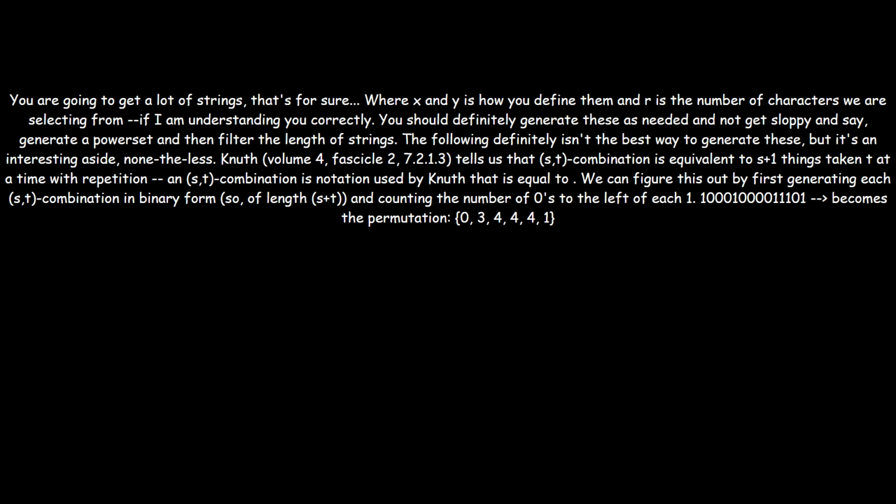Nonetheless, Knuth, Volume 4, Fascicle 2, 7.2.1.3, tells us that the S-T combination is equivalent to S plus 1 things taken T at a time with repetition, and the S-T combination is notation used by Knuth. We can figure this out by first generating each S-T combination in binary form, so of length S plus T, and counting the number of zeros to the left of each one. For example, 1000101110 becomes the permutation 0, 3, 4, 4, 4, 1.